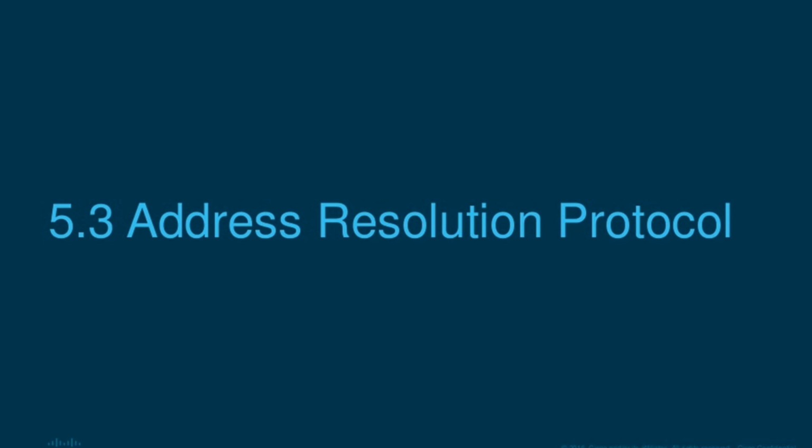PC A sends an IP packet to a server on the same network. The Layer 2 Ethernet frame contains the destination MAC address and the source MAC address. The Layer 3 IP packet contains the source IP address and the destination IP address.